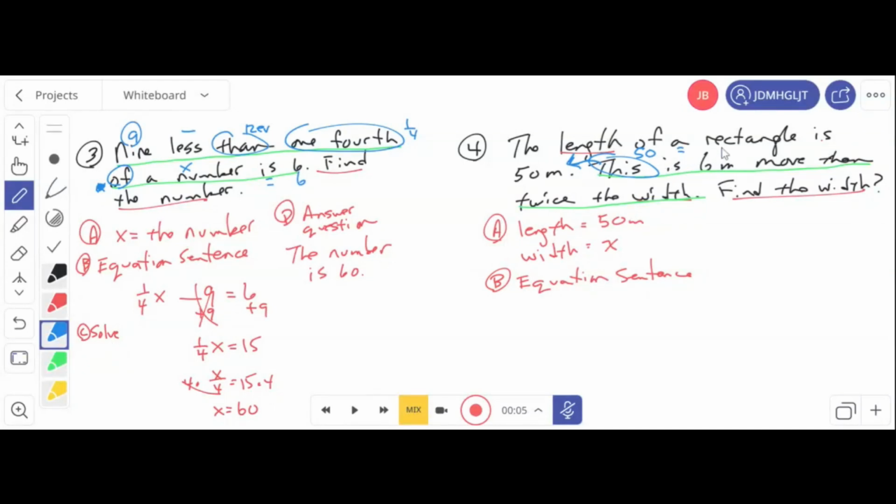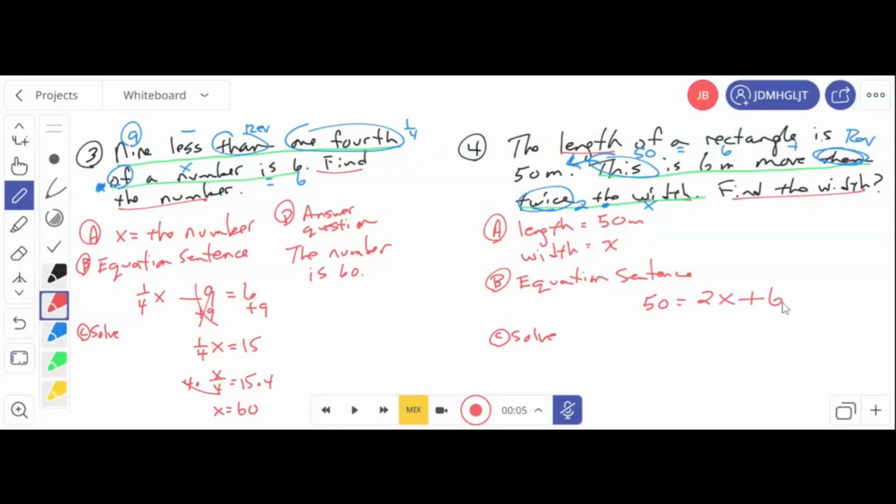Is equals. 6 more means addition. Than is a reverse word. Twice means 2 times the width, which is x. So our equation is 50 equals, 6 more than means we're taking and putting the 6 on the other side of the plus sign, twice the width, 2x. 50 equals 2x plus 6. Now we solve.